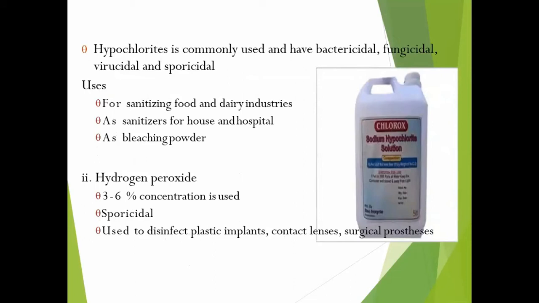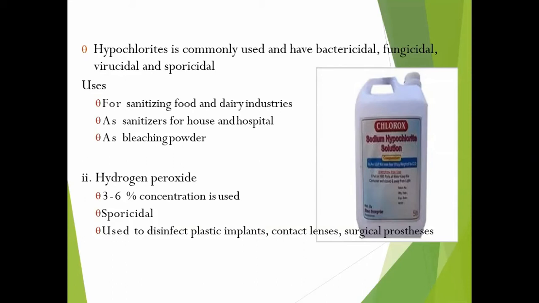Hypochlorite is commonly used and is bactericidal, fungicidal, virucidal and sporicidal. Its uses are sanitizing food and dairy industries, as a sanitizer for houses and hospitals, and as bleaching powder. In the current COVID situation, we are all using sanitizer. So this is the main material.